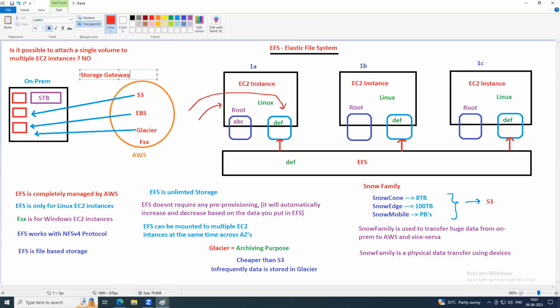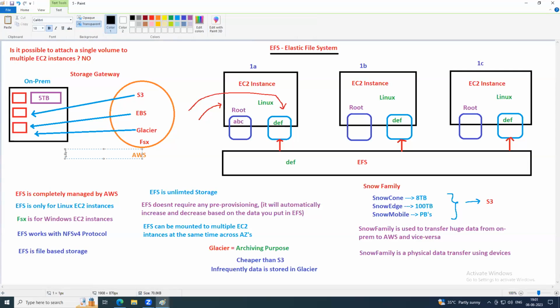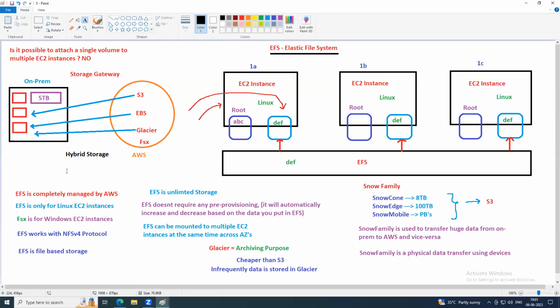What is that? Storage Gateway. So you are using a combination of your own on-premises storage. Your own on-premises storage is private or public? Private. AWS S3 storage is public or private? Public. And you're using the combination of private and public. What storage is that called? Hybrid storage. There is a certification question: which service in AWS works as a hybrid storage? Storage Gateway.